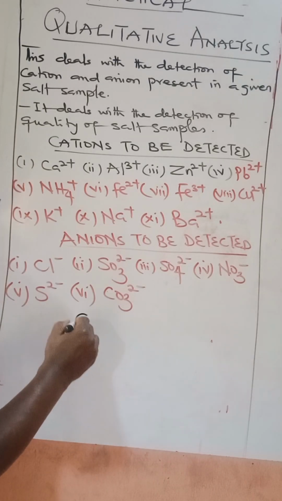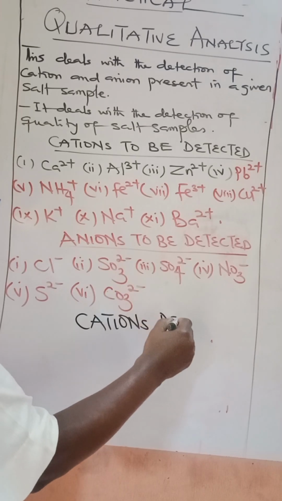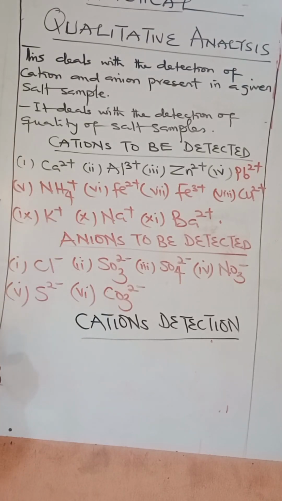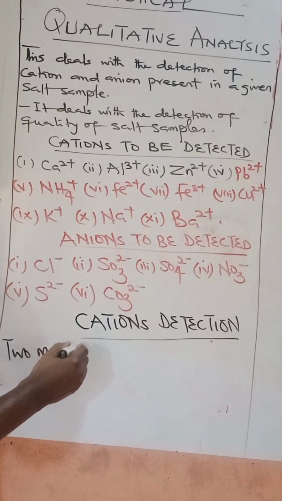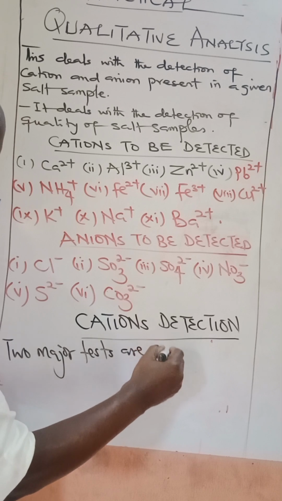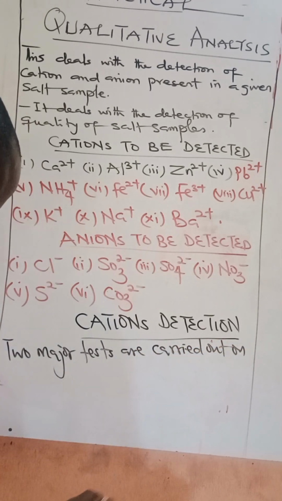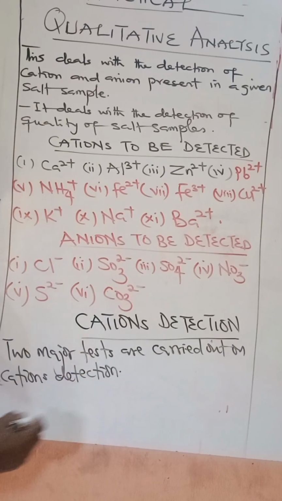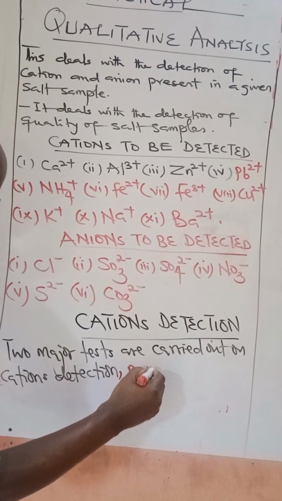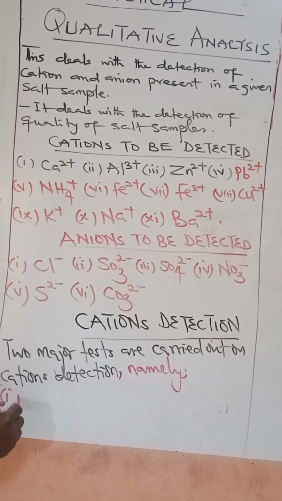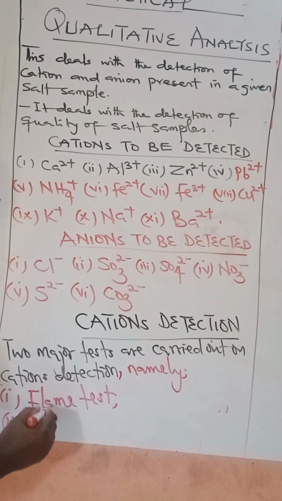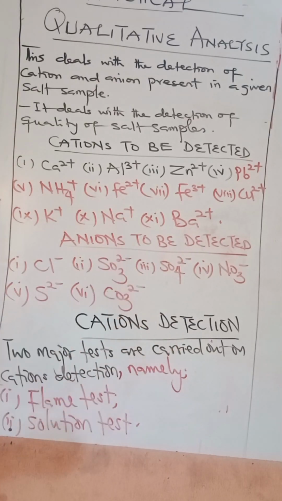So we are going to start with the cations detection. How do we detect cations? Two major tests are carried out on cations detection. Namely, we have one, what we call the flame test. Two, followed by the solution test. So we have the flame test and the solution test. These are the two major tests to be carried out on cation detection.